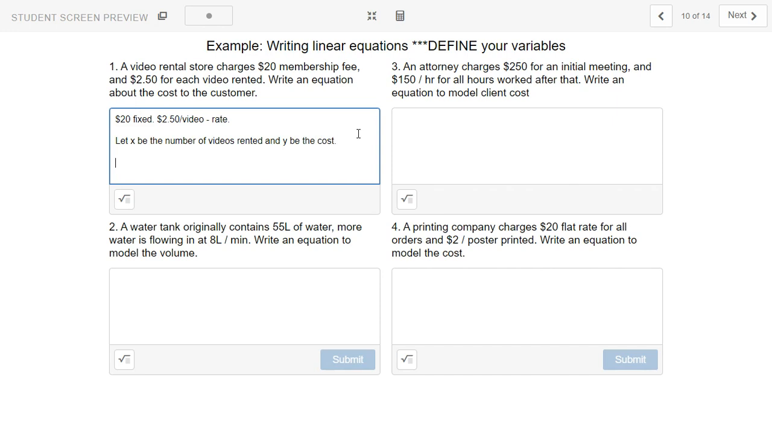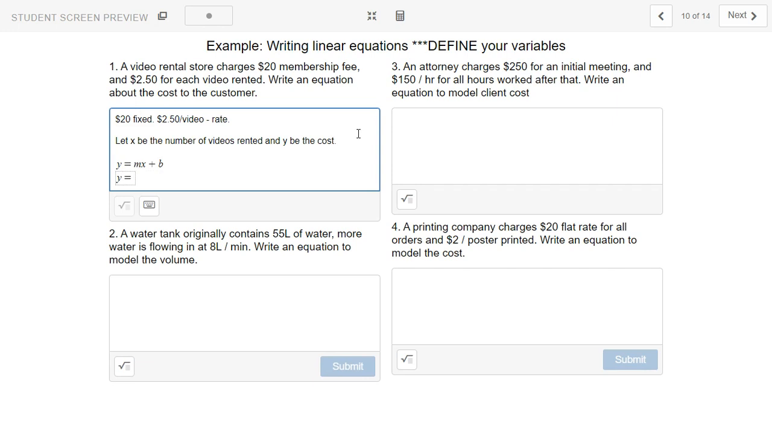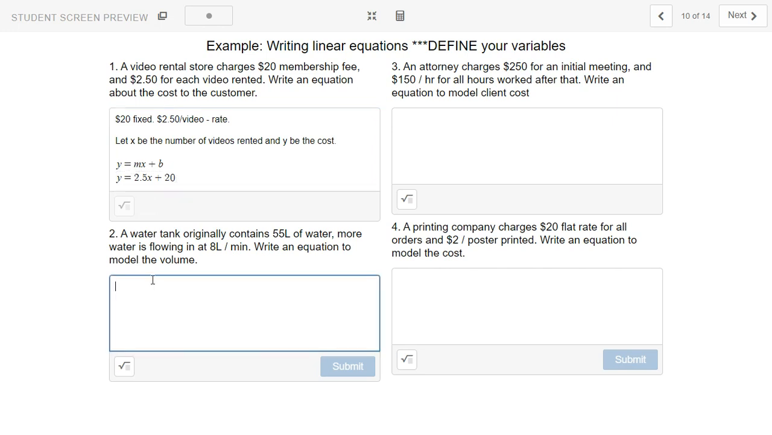So when I write my equation in the form of y = mx + b, I have y = 2.5x + 20. Let's do another example. A water tank originally contains 55 liters of water. More water is flowing in at 8 liters per minute. Write an equation to model the volume.